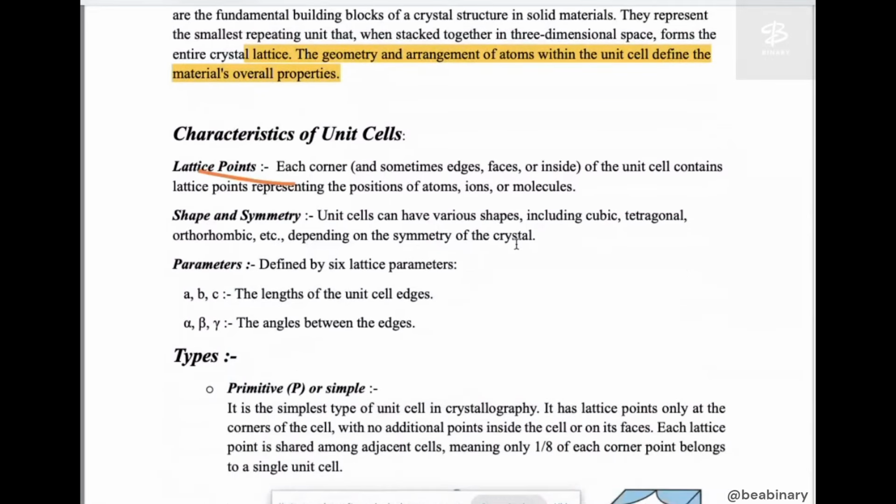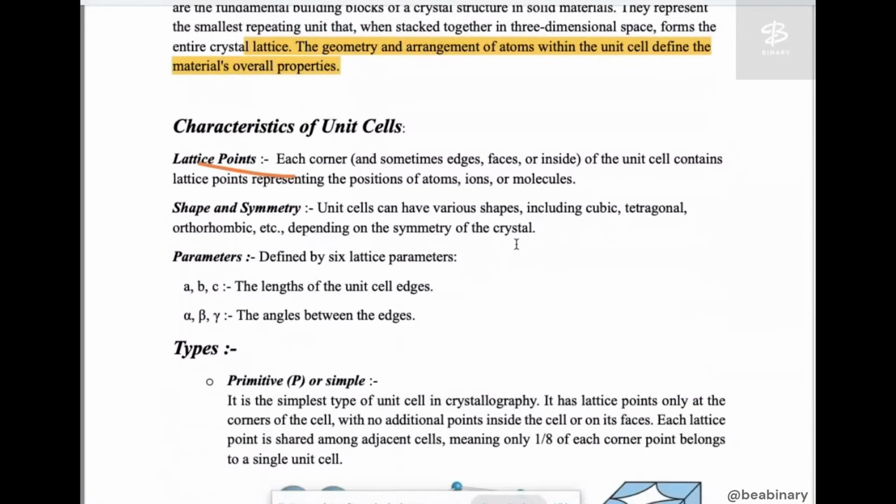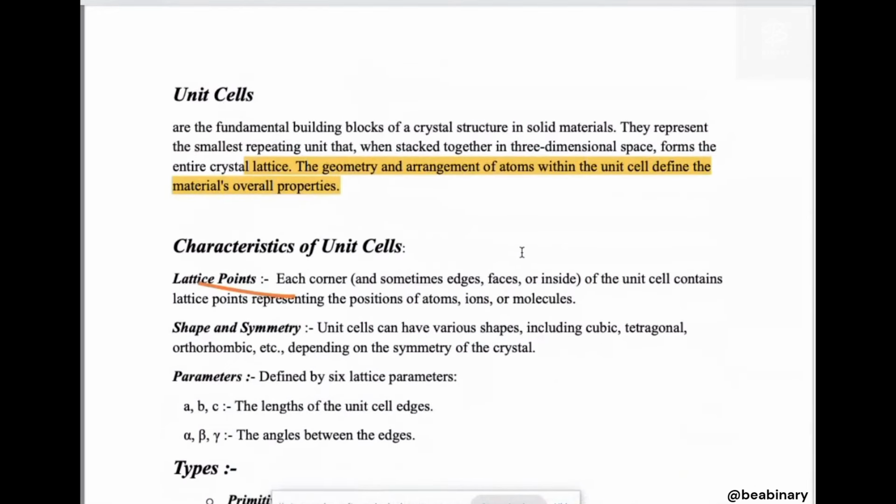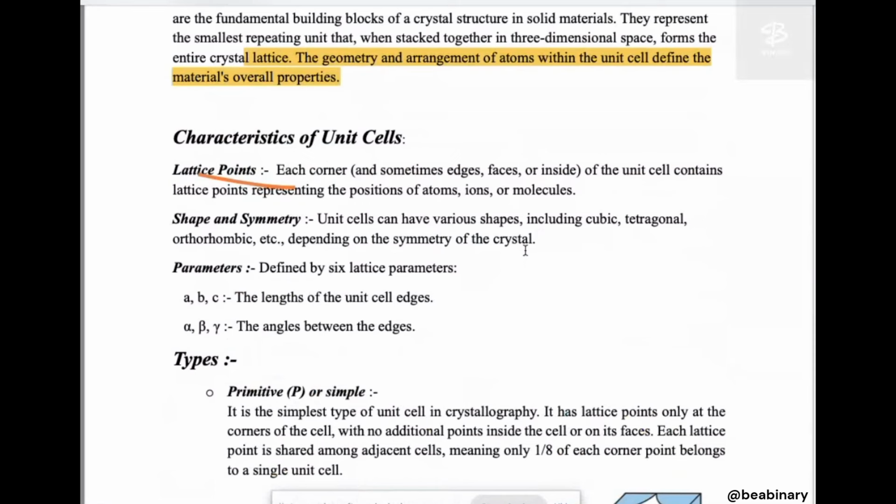So what are the characteristics of a unit cell? First, we would have the lattice point. What the lattice point is, basically: each corner, edge or face of the unit cell contains a lattice point representing the position of atoms, ions, or molecules. Most of the time, atoms are present.